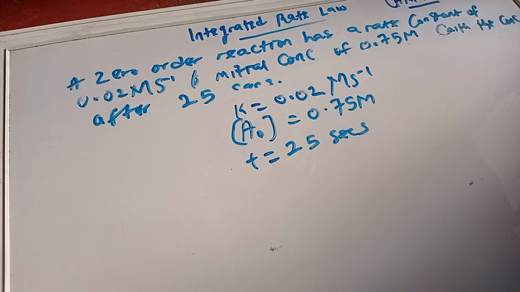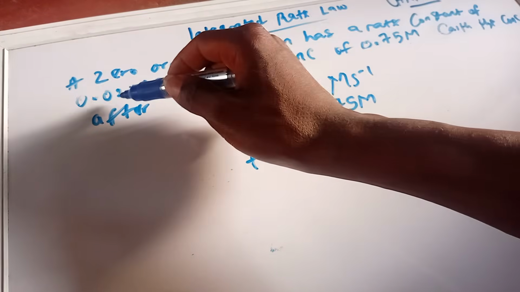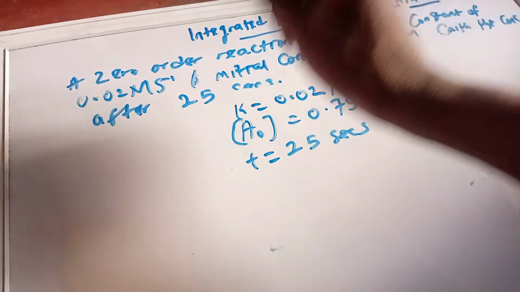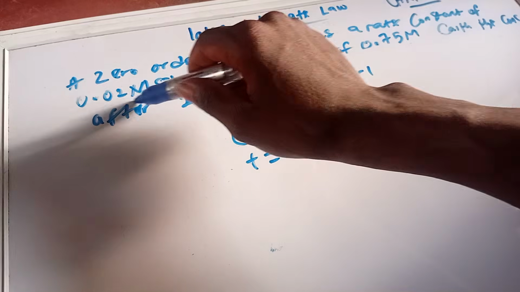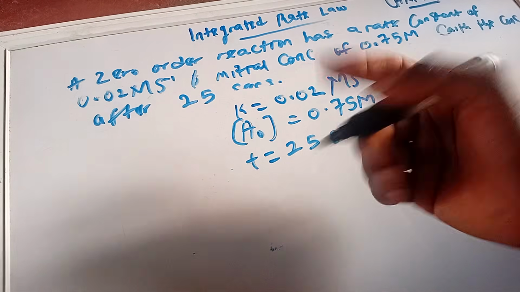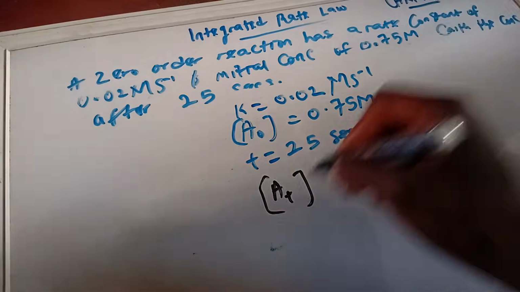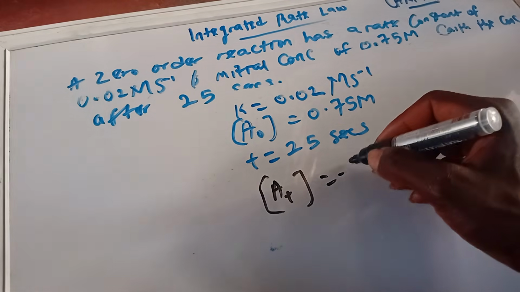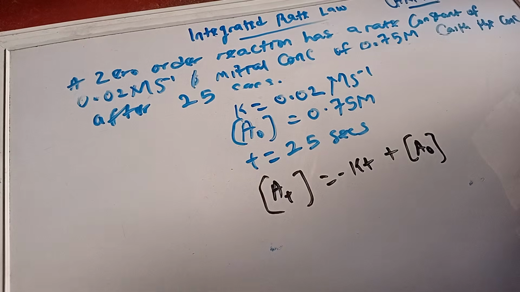So here, looking at the unit, I'm not even looking at whether it's zero order, but looking at the unit, big M per second. Note this capital letter M represents mole per dm cube. But don't worry. So the formula for zero order is the concentration at a time t, At, equals minus kt plus the initial concentration, right?